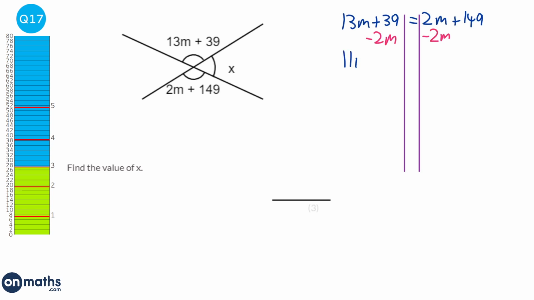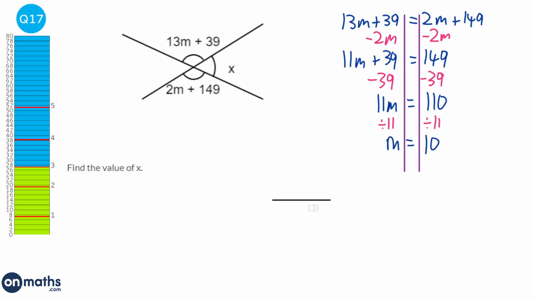And so we're left with 11M plus 39, and we've just got the 149 on the right hand side. Next we're going to remove the number, so take away 39 from both sides. And we've got 11M is equal to 110. And then we're going to divide both sides by 11 to find out what M is. So M therefore equals 10.